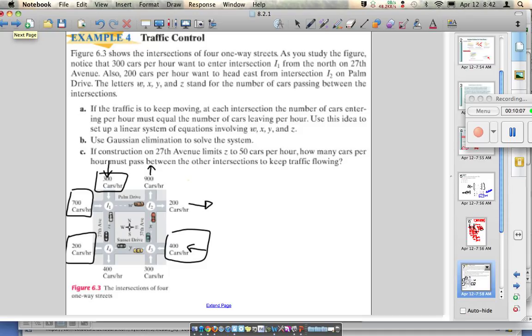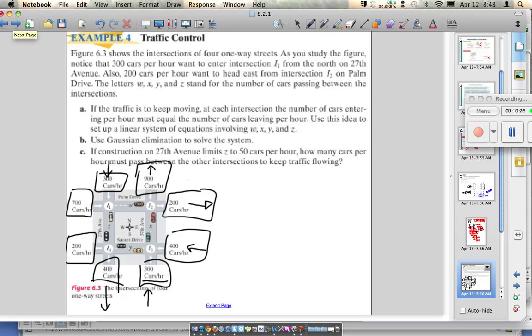300 cars are entering on that side, and then 900 cars are exiting over here, and then 200 are exiting on that end. And of course, we have the descriptions at the bottom as well on how many are exiting and entering. This one's enter, and this one's the exit. So let's take a look at what this means.